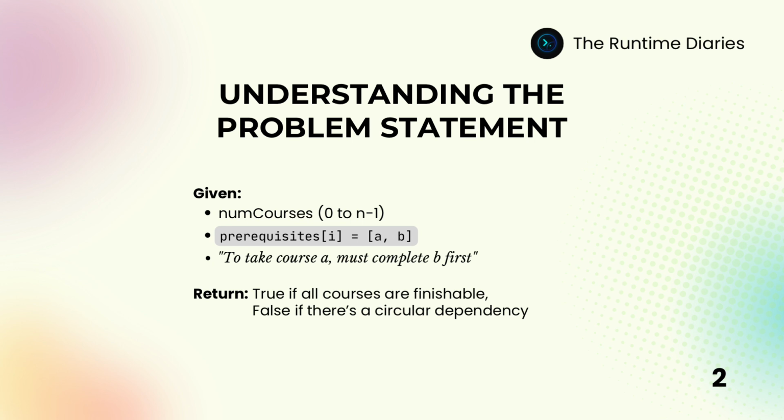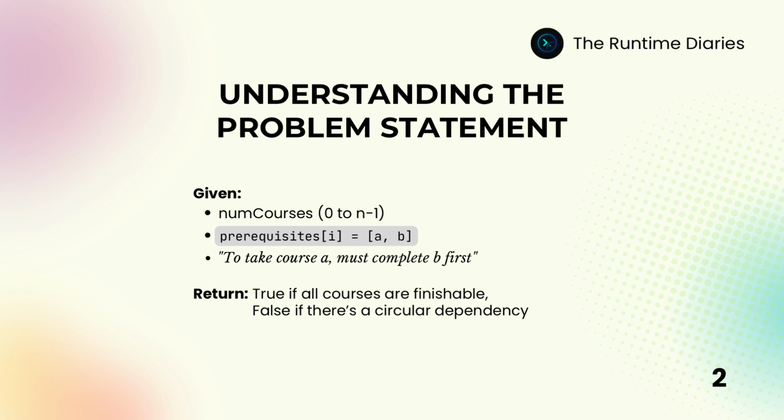Here's the setup. You're given a number called numCourses, representing courses labeled from 0 to n minus 1. You're also given a list of prerequisite pairs. Each pair is formatted as A, B, which means to take course A, you must complete course B first. For example, the pair 0, 1 means you must take course 1 before you can take course 0. Course 1 is a prerequisite for course 0. In graph terms, this creates a directed edge from 1 to 0.